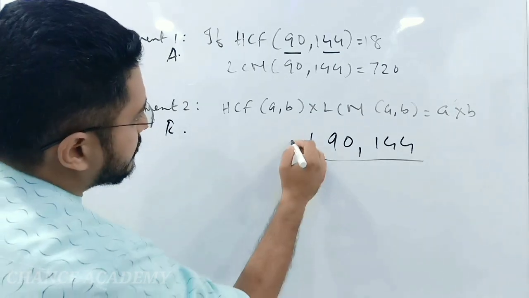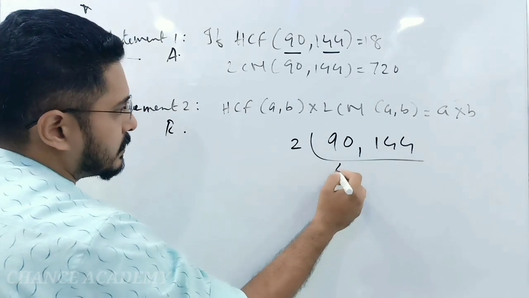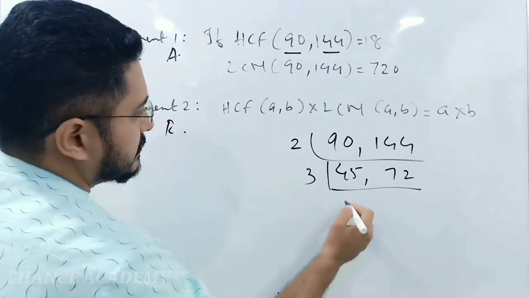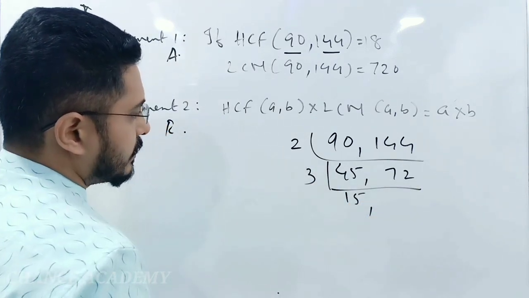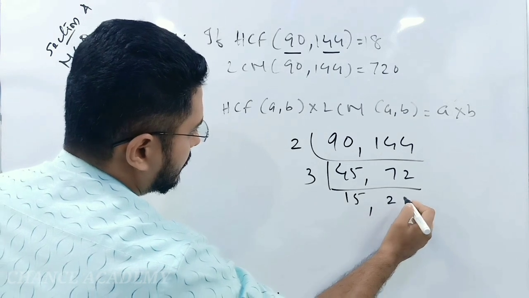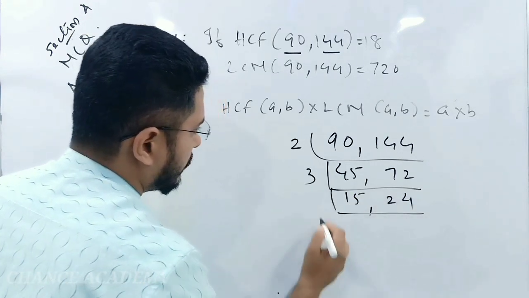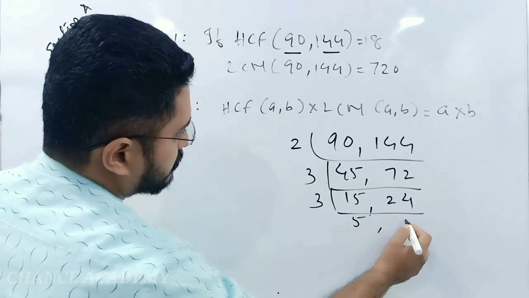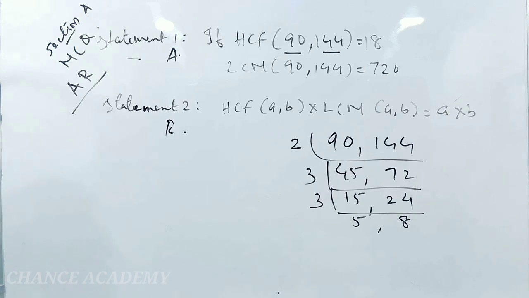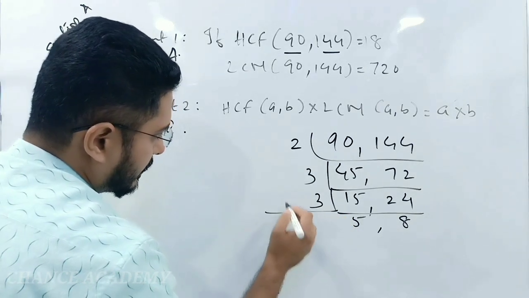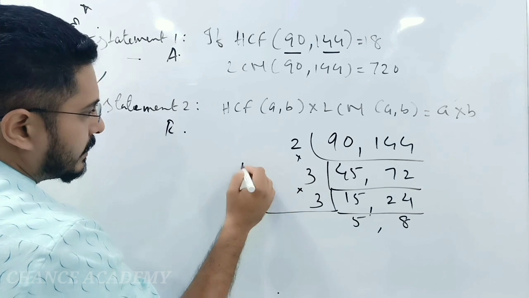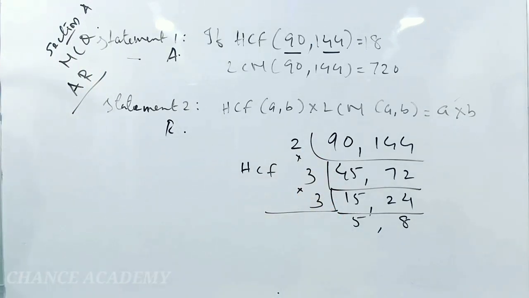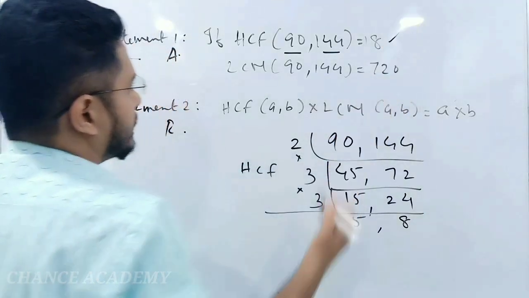By prime factorizing, these numbers are divisible by 2. So you'll be getting 45 and 72. Now these numbers are divisible by 3. You'll be getting 15, and 72 on dividing by 3 gives 24. Again, you can divide these numbers by 3. So you'll be getting 5 and 8. We cannot continue the division, you need to stop here. Multiply the common factors, and that will give you the HCF. So 2 into 3 is 6, 6 into 3 is 18. So the first statement's HCF is correct.